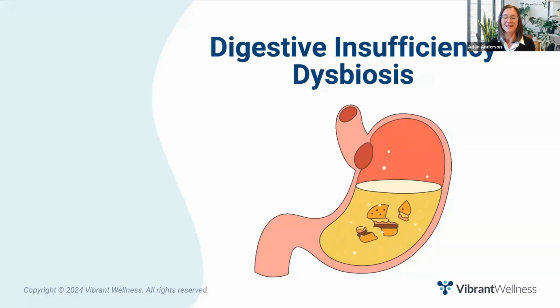The second topic is digestive insufficiency dysbiosis. Digestive insufficiency dysbiosis is usually the result of stress or pharmaceuticals impeding the body's ability to break down food. This typically presents as indigestion, feeling full after eating very little, bloating, and distension after meals.